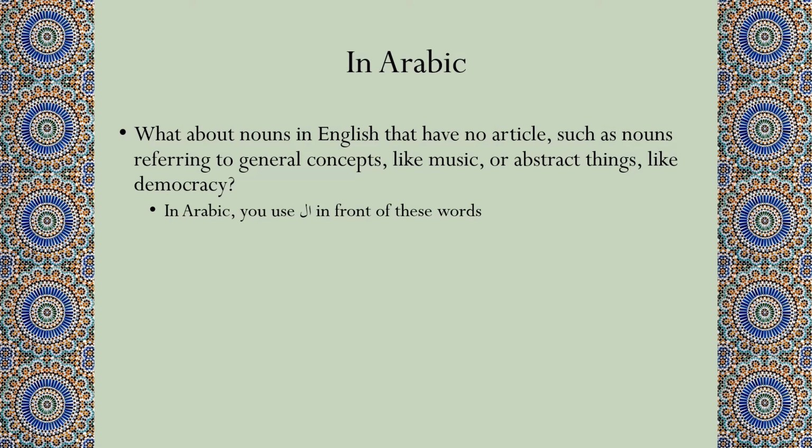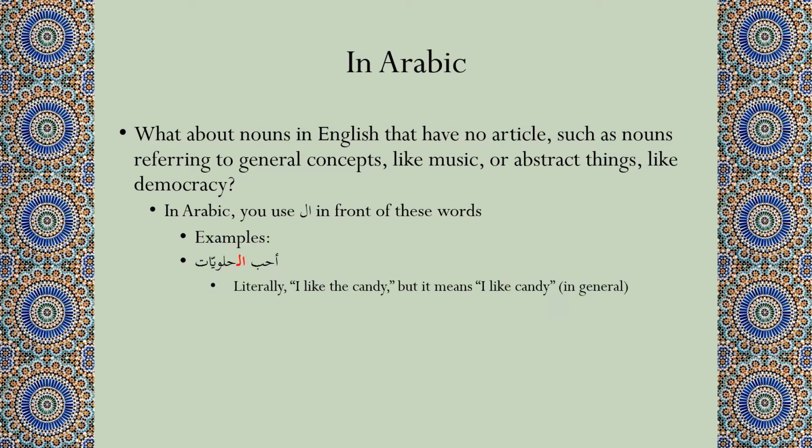So this leaves one final group of nouns. What about the nouns in English that have no article in front of them, such as nouns that refer to general concepts, like music, or abstract things like democracy? In Arabic, you do actually put an article in front of these nouns. You put Alif Lam, the definite article, in front of them.